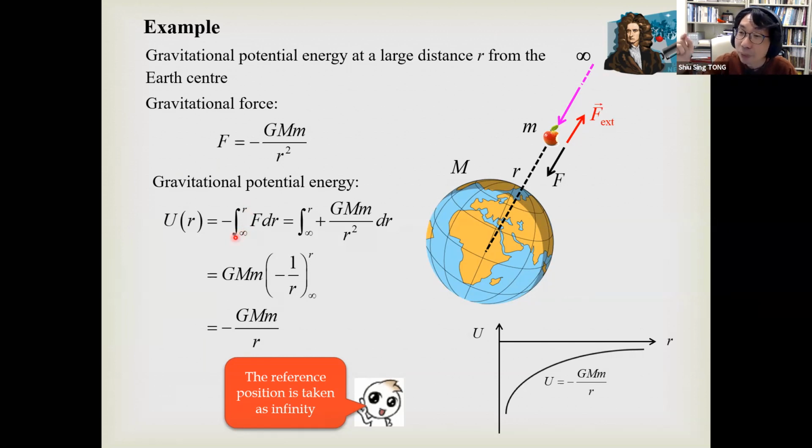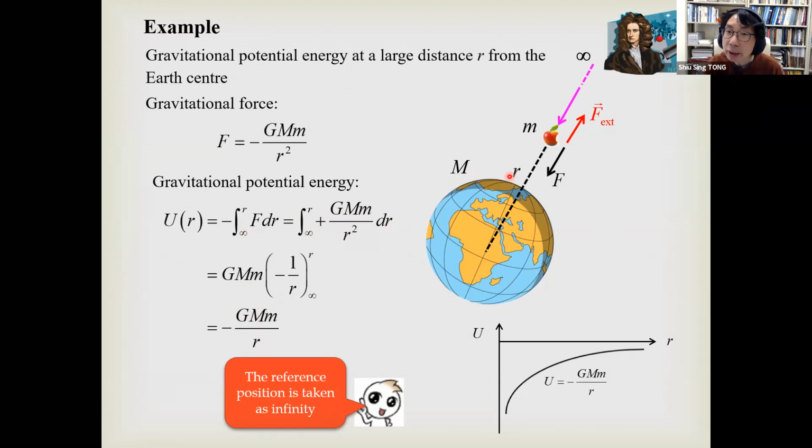In our previous example, you may wonder why we integrate from infinity. Now we have the answer: we want to calculate the potential energy using infinity as the reference position. So we calculate the work done by the external force in moving the object from infinity to the final position, r. In that case, we have plus GMm over r squared, integrated from infinity to r, and eventually we get minus GMm over r. That is the potential energy at this position.